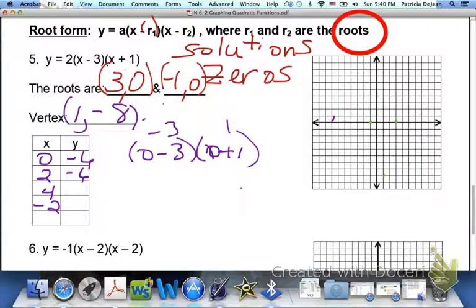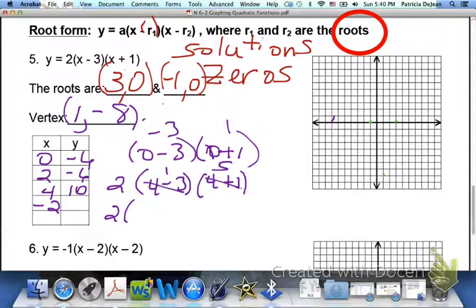Okay, at 4, we have 2 times 4 minus 3 times 4 plus 1, which is 2 times 1 times 5, or 10. And this should be symmetric. It should be the same. 2 times negative 2 minus 3 times negative 2 plus 1. That's negative 1. That's negative 5. That's going to be positive 5 times 2 is 10.